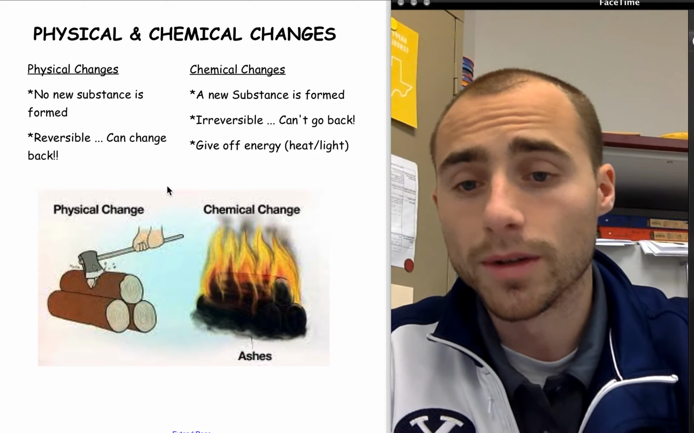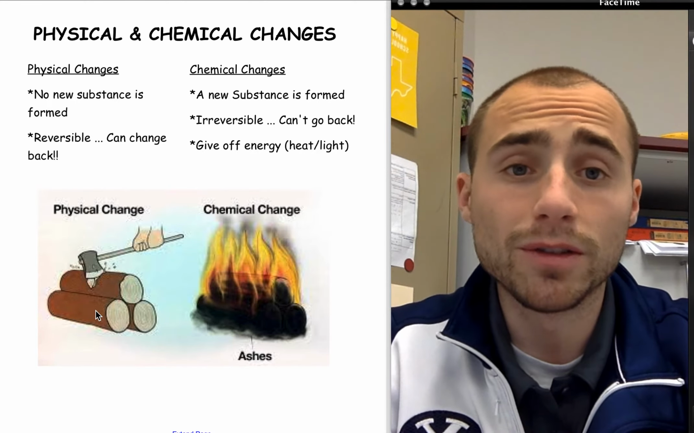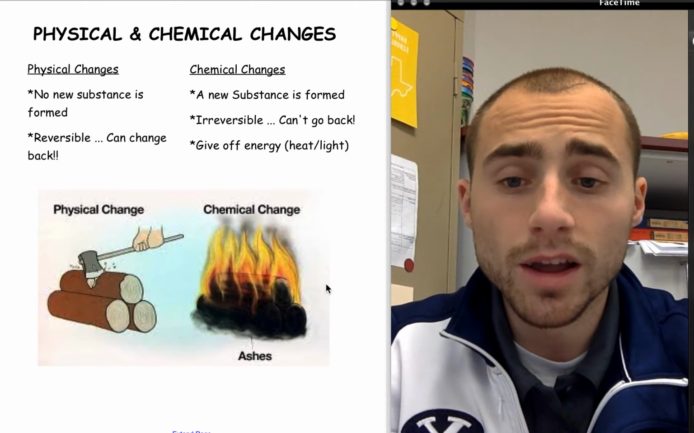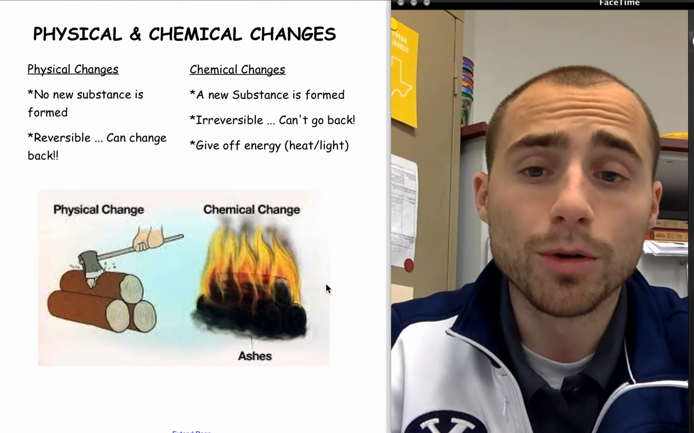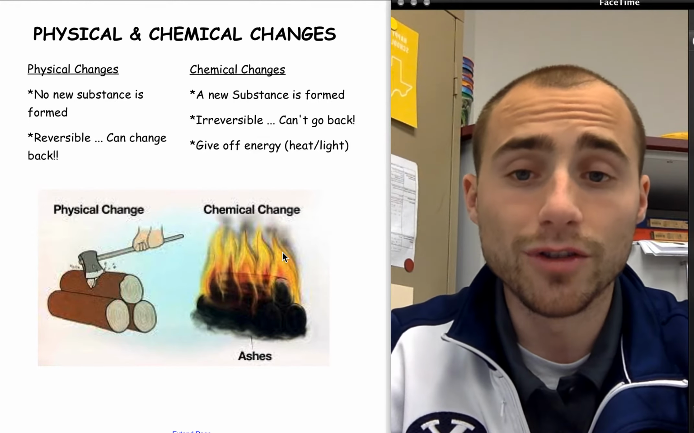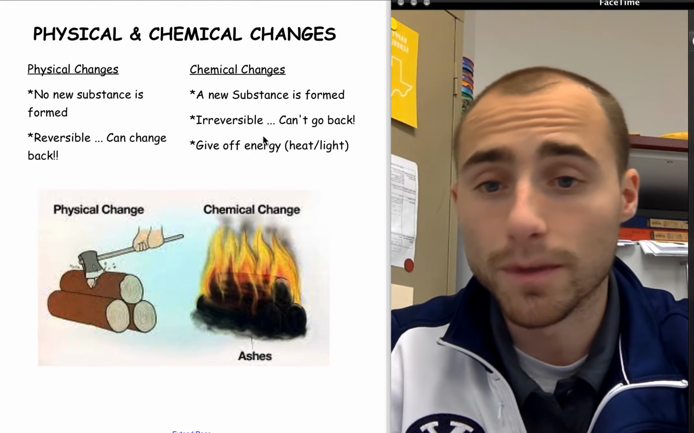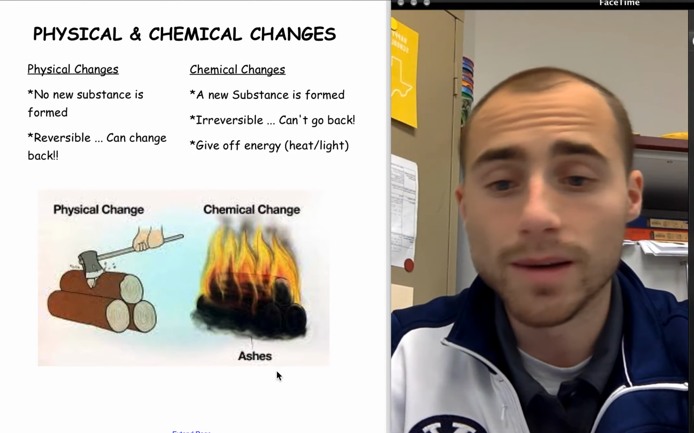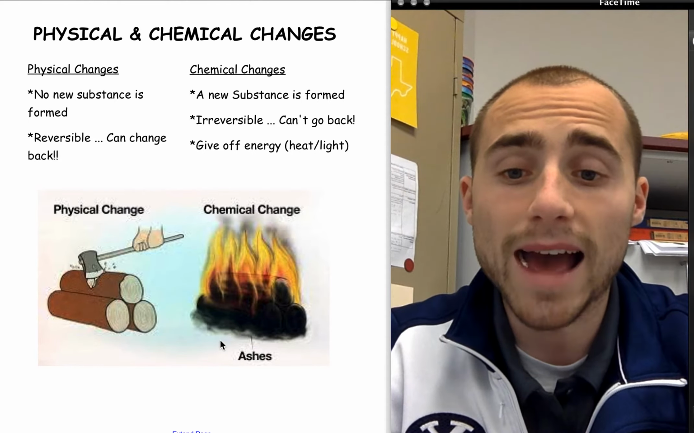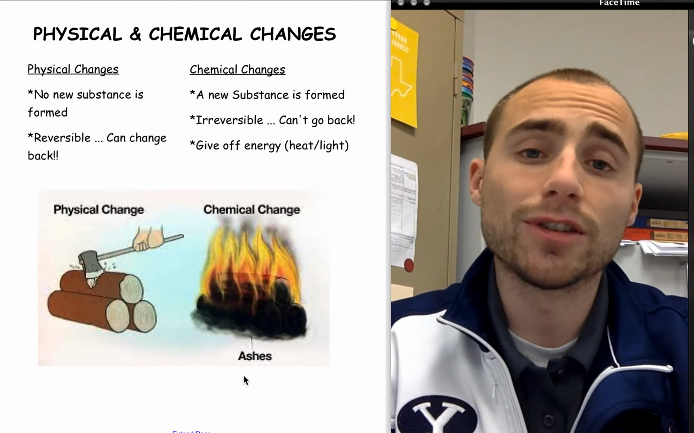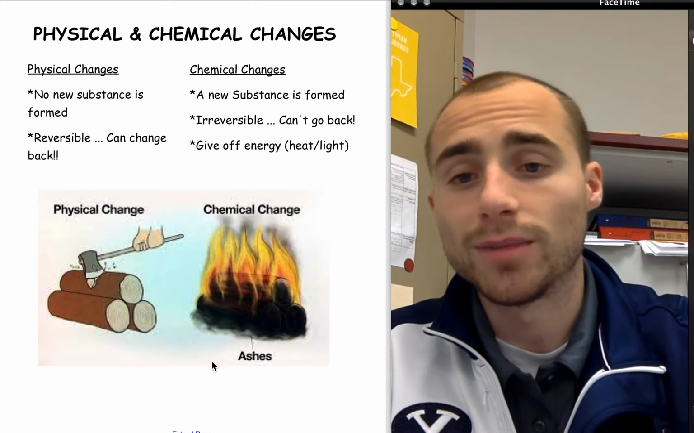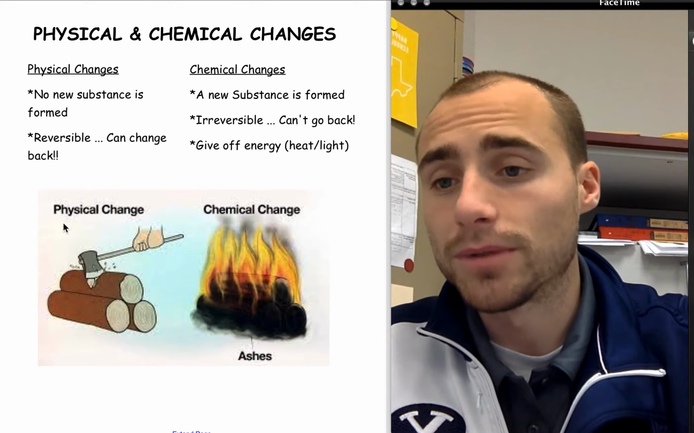Chemical changes will. Same material: chopping wood would be a physical change because no new substance is being formed, whereas burning wood would be a chemical change. The reason is the wood is burning and it is giving off energy. It's giving off light, so it's giving off things that show us it's giving off energy. It's also producing a new substance. The new substance in this situation would be the ashes. You cannot take the ashes and put them back together and form the wood. So that is a chemical change because it's irreversible and a new substance is being formed.